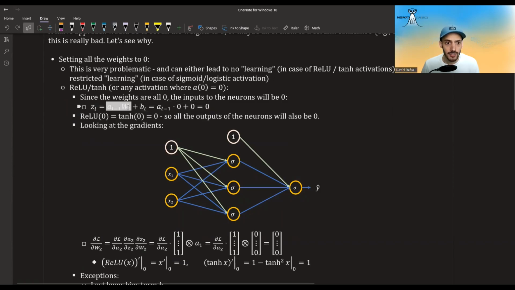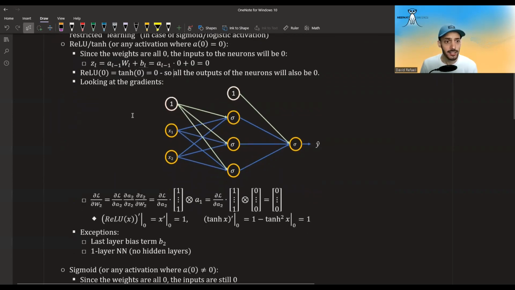But if W is 0, and if B is 0, then this is all equal to 0. Now, if the inputs are 0, then the activations themselves are also 0. So ReLU of 0 is equal to TANH of 0 is equal to 0. So all the outputs will also be 0. Okay, so now let's look at the gradient.